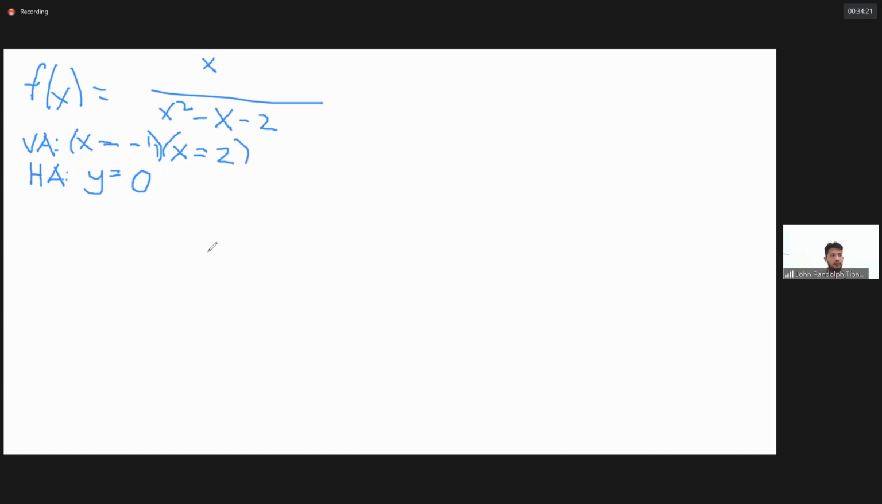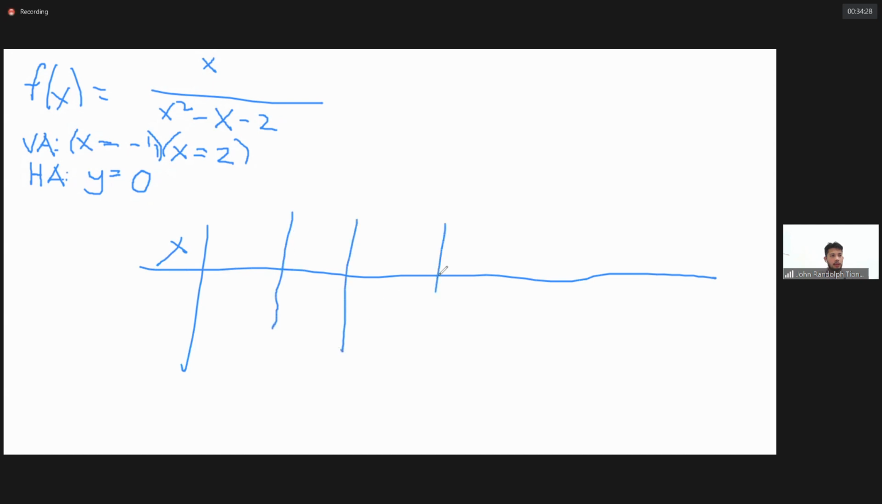Okay, so kung gagawa ka ng table of values dyan, x, anim ang kukunin natin, 1, 2, 3, 4, 5, 6. So, to the left of -1, you can try -3, -2. In between the -1 and 2, you have 0, 1. To the right ng +2, you have 3 and 4.